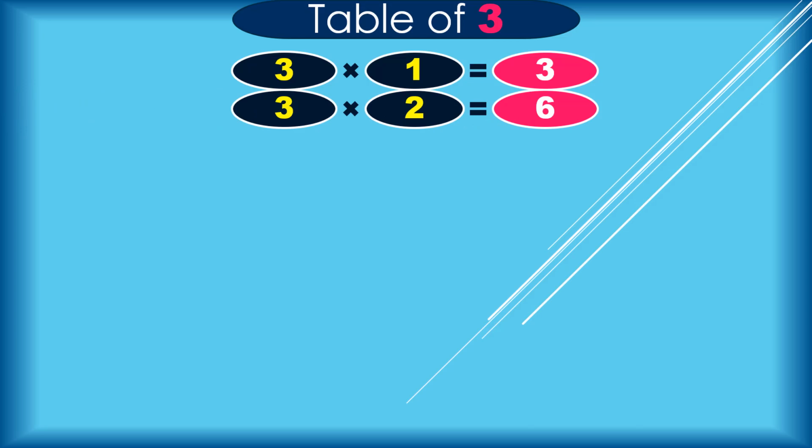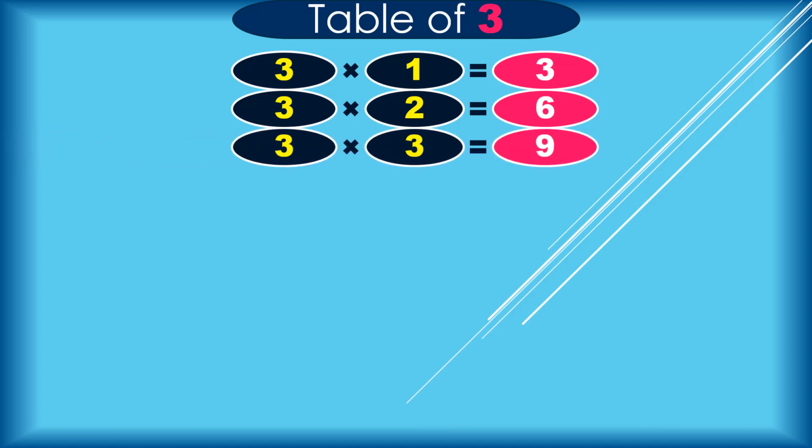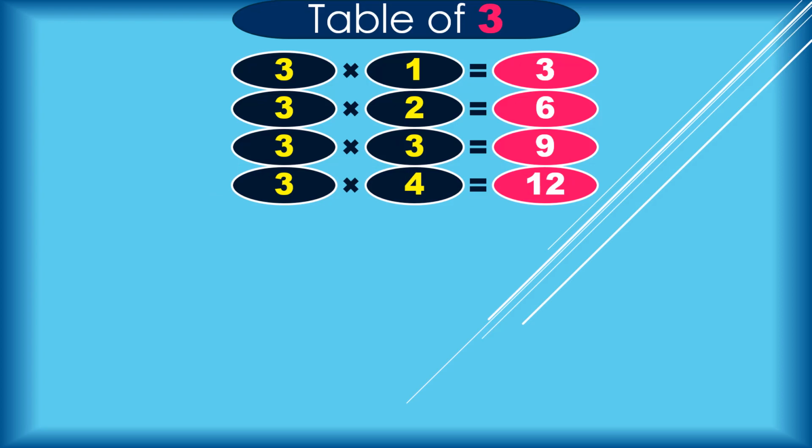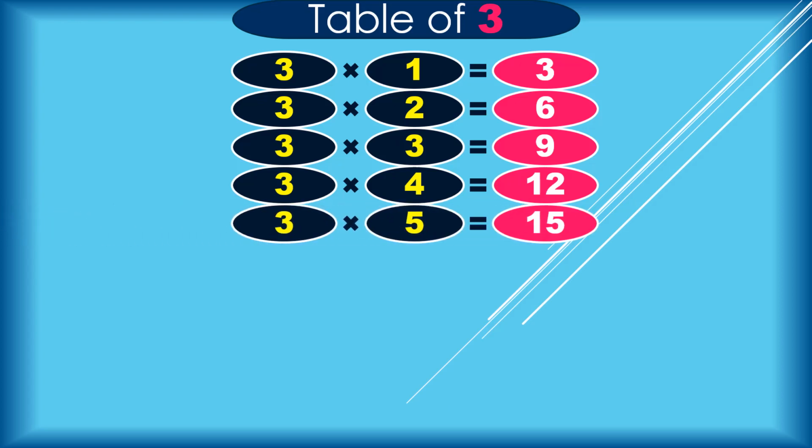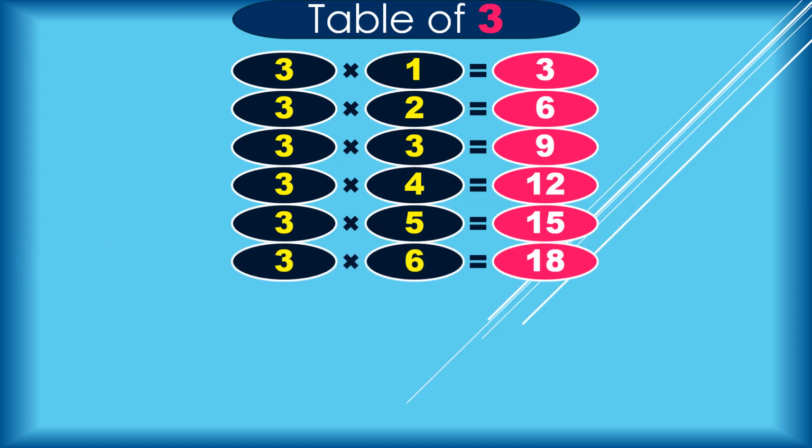3 twos are 6. 3 threes are 9. 3 fours are 12. 3 fives are 15. 3 sixes are 18.